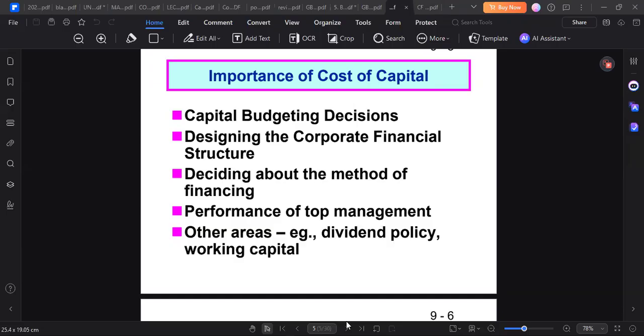Thirdly, it will also help guide decisions about methods of financing. So, should you issue bonds? Should you sell stock? Or should you use retained earnings? So, cost of capital is going to guide you on that. Fourth, it is also a measure of the top management's performance. A lower cost of capital will actually mean there's better financial management. And finally, it will also affect other areas like the dividend policy and working capital management.